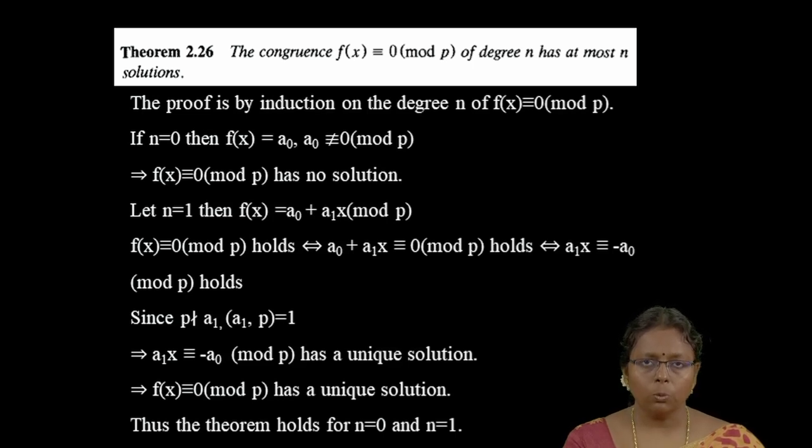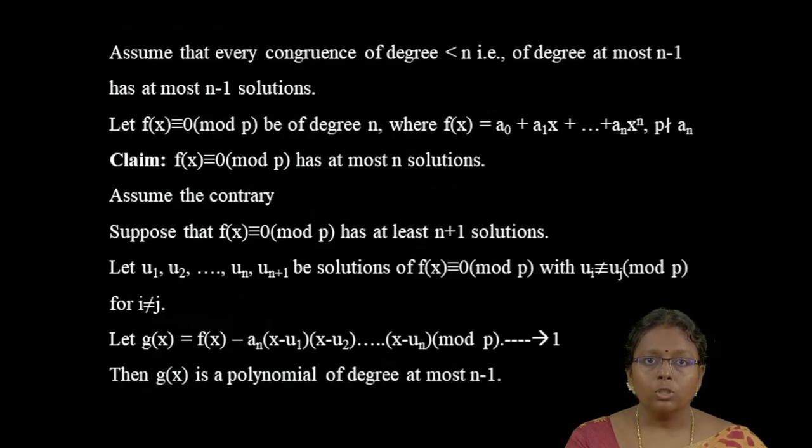If n is equal to 1, then f(x) will be a0 plus a1x mod p, which implies a0 plus a1x ≡ 0 mod p if and only if a1x ≡ minus a0 mod p holds. Since p does not divide a1 and the GCD of a1 and p is 1, a1x ≡ minus a0 mod p has a unique solution, which implies f(x) ≡ 0 mod p has a solution. So we have proved that this theorem is true for the case n equal to 0 and 1.